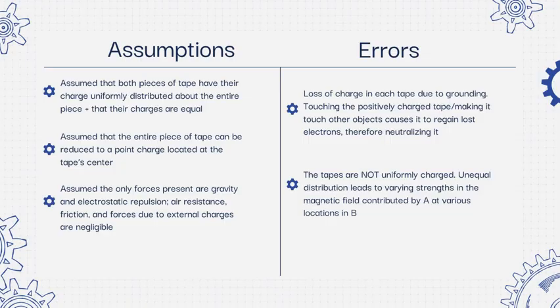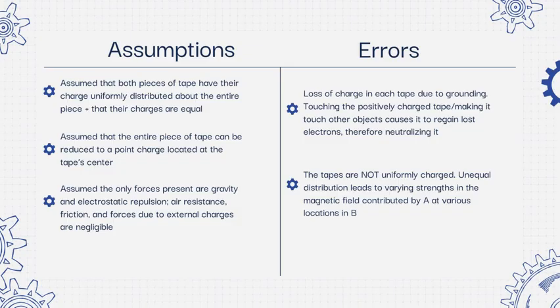First, we assume that both pieces of tape have their charge uniformly distributed about the entire piece, and that such charges are equal, and that the entire piece of tape can be reduced to a single point charge located at the tape center. We also assumed that the only forces present were gravity and the electrostatic force of repulsion, neglecting air resistance, friction, and any other external forces such as those due to external charges.